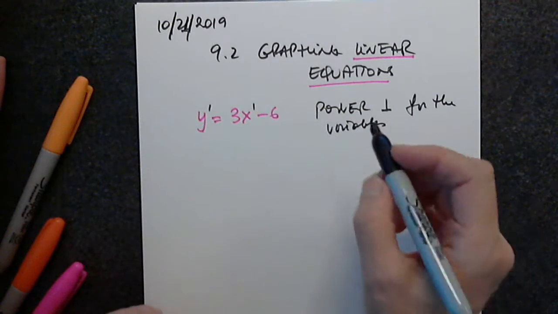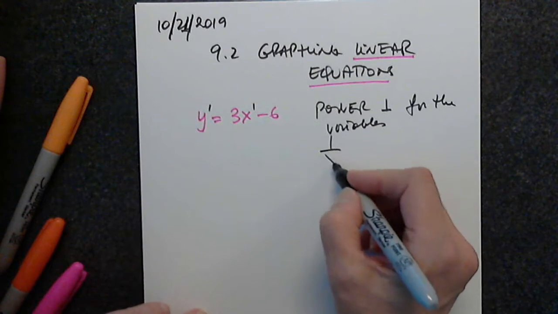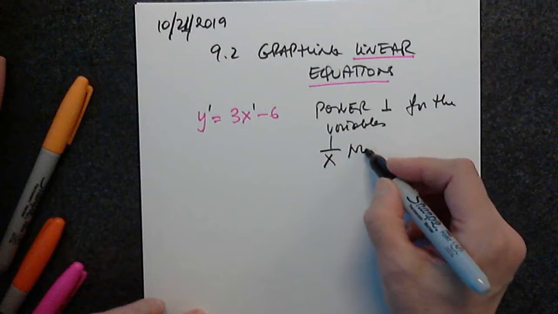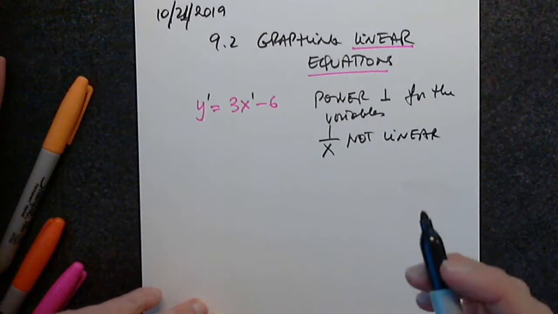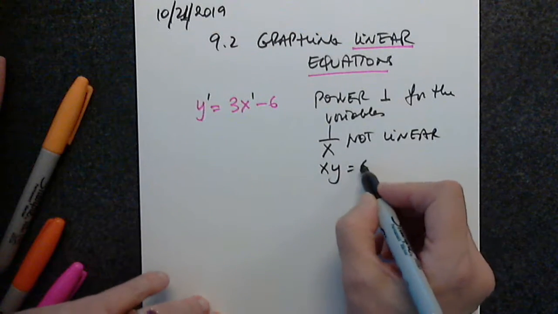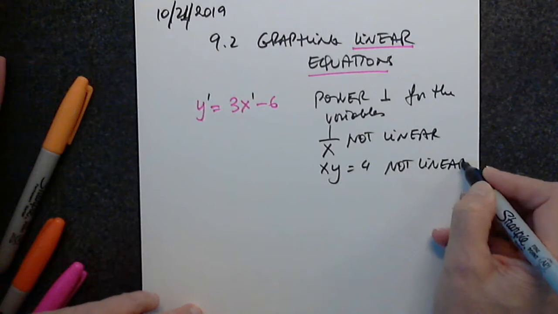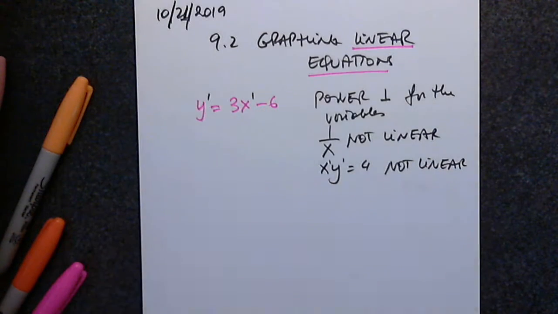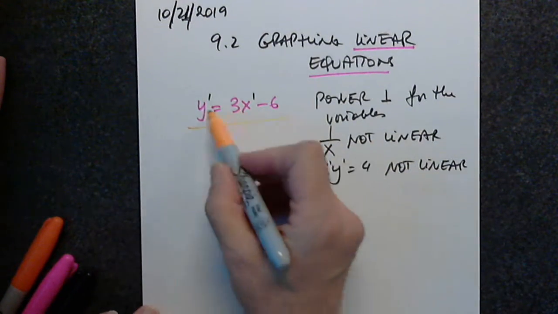Second reason is there are no variables in the denominator. So 1 over x, for example, is not linear. And also, they're not products of variables. So, for example, xy equals 4 is not linear. Although both x and y have power 1, that is not linear. A product of two variables is not a linear function or a linear equation. Very good, thank you.